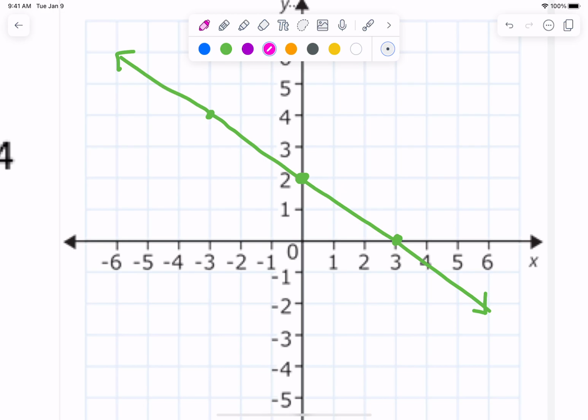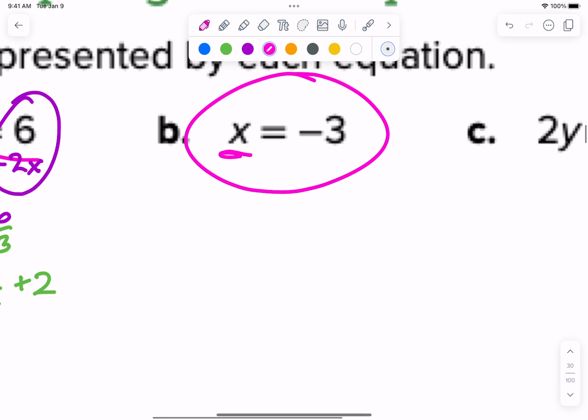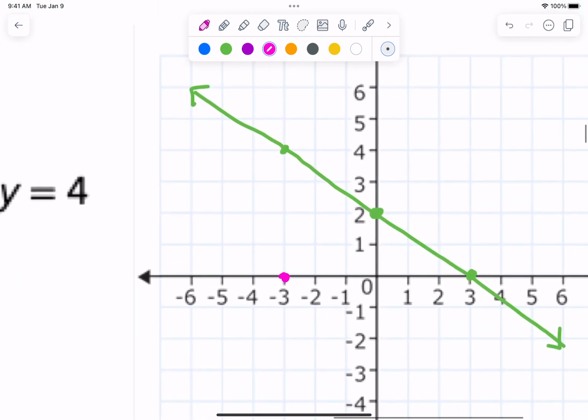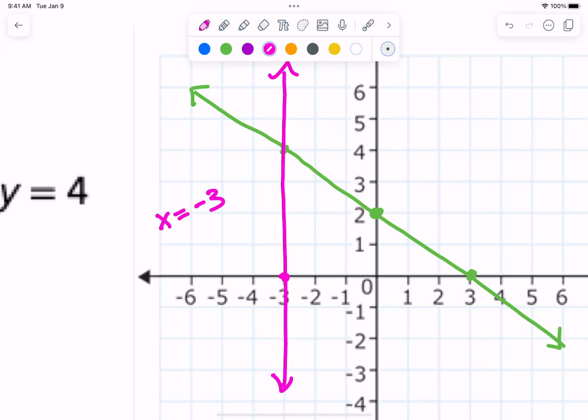Okay, go to negative 3 on the x-axis because x equals negative 3. Yeah, x equals negative 3, and you're right, it is a vertical line. Now, the reason why I pause is because a lot of people get confused by x equals negative 3. They're like, wait a second, why can that be a vertical line when the x-axis is horizontal? Did you hear what I just said?